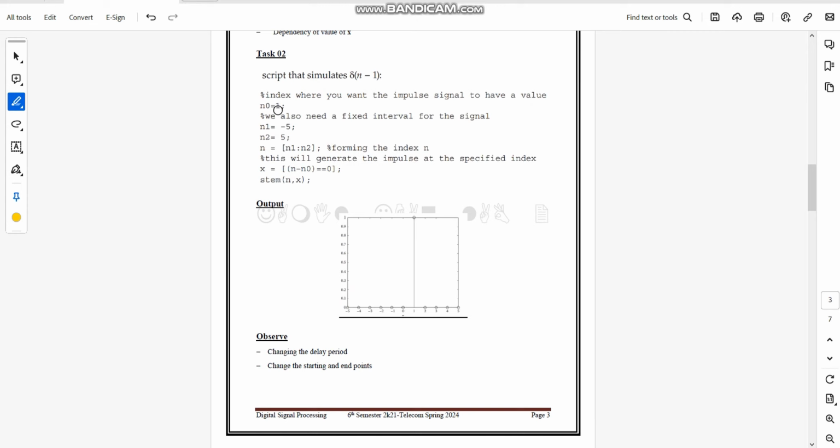Here is Task 2 of Digital Signal Processing Lab 2, and it is about generating an impulse signal. As we know, the impulse signal only exists at the index 0. So let us observe the code.